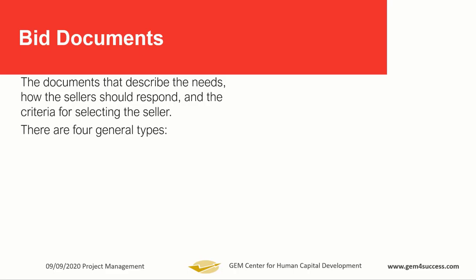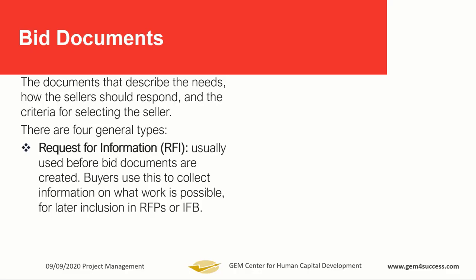What do they need? How should the sellers respond? And what are the criteria from which the sellers would be selected? So there are 4 general types.